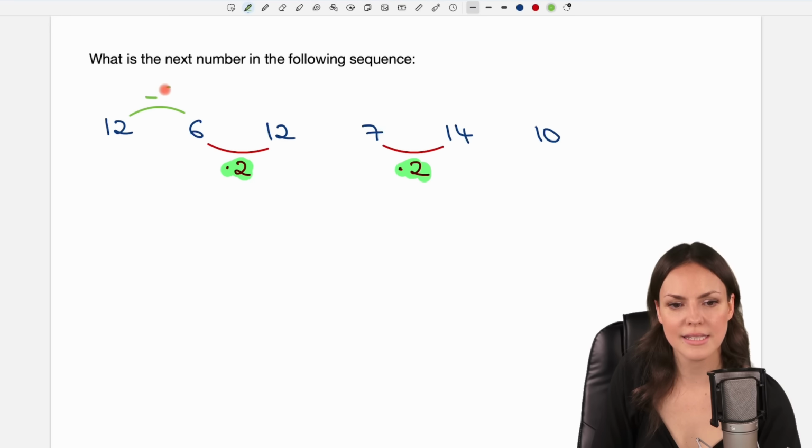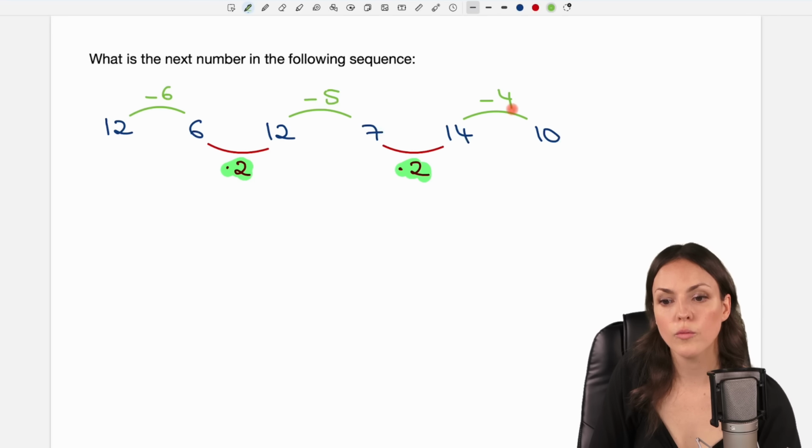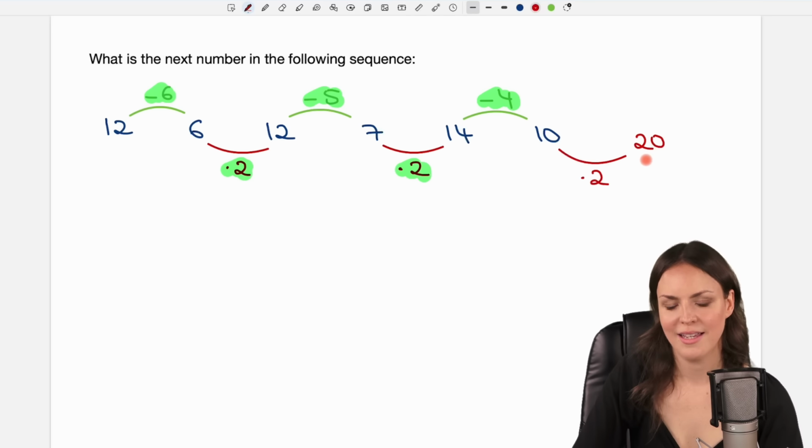12 minus 6 equals 6. Here, 12 minus 5 equals 7. And here we have to subtract 4. Oh, we have a pattern. Can you see it? Minus 6, minus 5, minus 4. But the next red thing would be multiplied by 2. So 10 times 2 would be 20. And this is the next number.